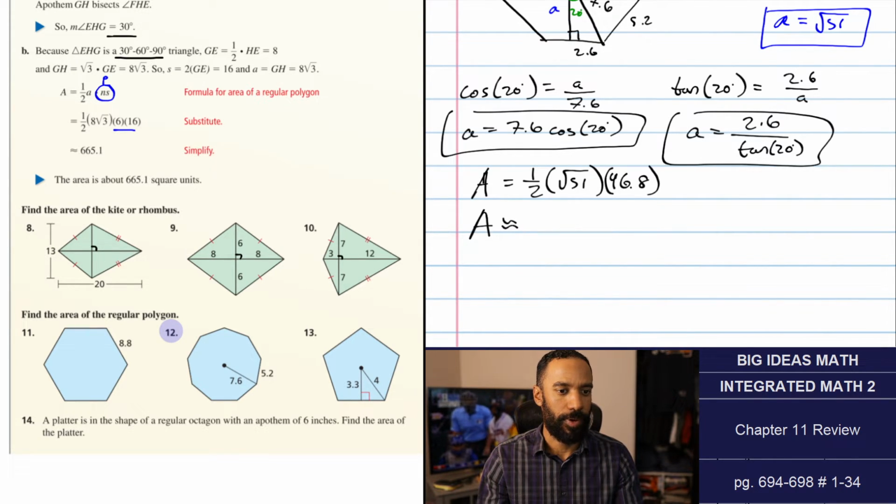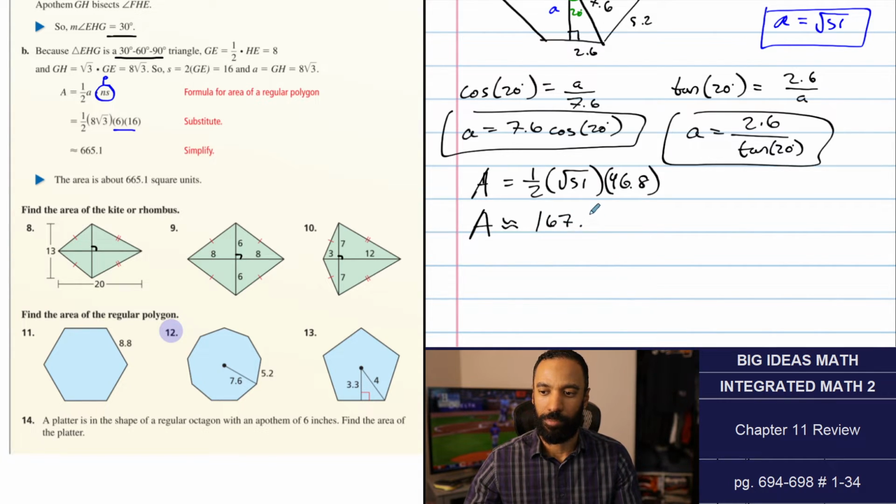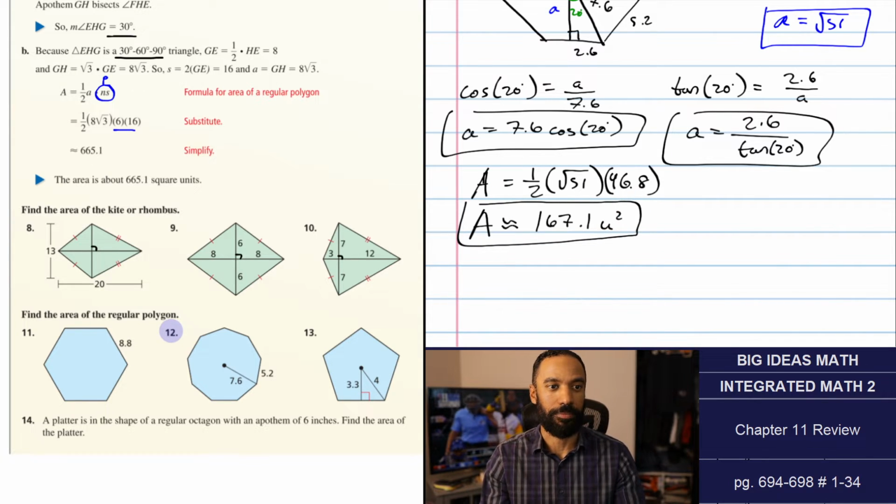So I got square root of 51 times 46.8, and I should have checked that that was right, but all divided by 2. And I'm getting about 167.1 square units for the area of the regular nonagon.